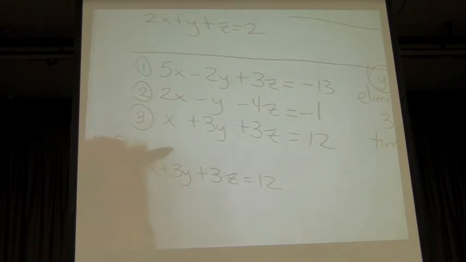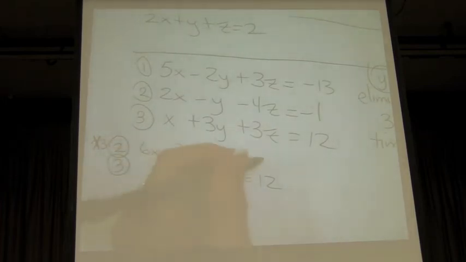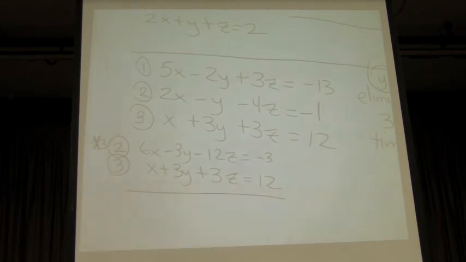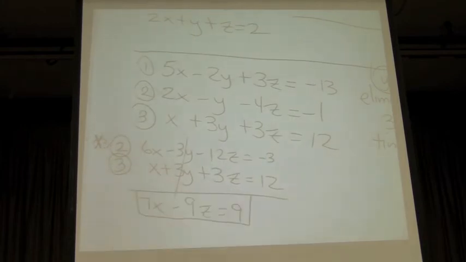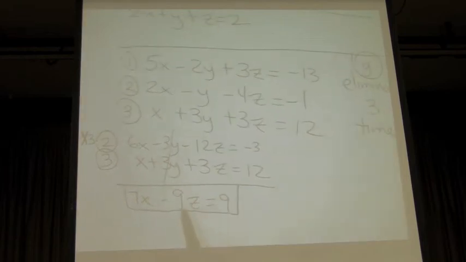6x minus 3y minus 12z equals negative 3. I'm going to add these equations together. What's going to happen? The y's are going to cancel. I'm going to end up with 7x minus 9z equals 9. And I'm going to actually put a box around that equation, because I know that the third time when I do elimination that I'm going to be using this equation. So I put a box around it so that later on I can find it when I need it.